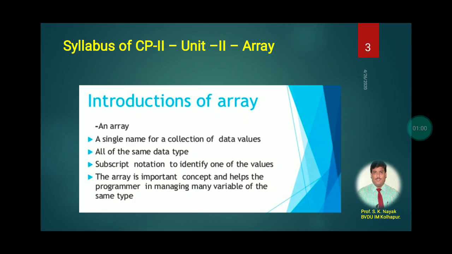So now in this particular slide you'll find that an array can be defined as a single name for a collection of data values. That means one name may have several data values. So the name of a particular array can be defined as a variable name, and under that variable, same or similar data types of values can be stored. All the values must be of the same data type.